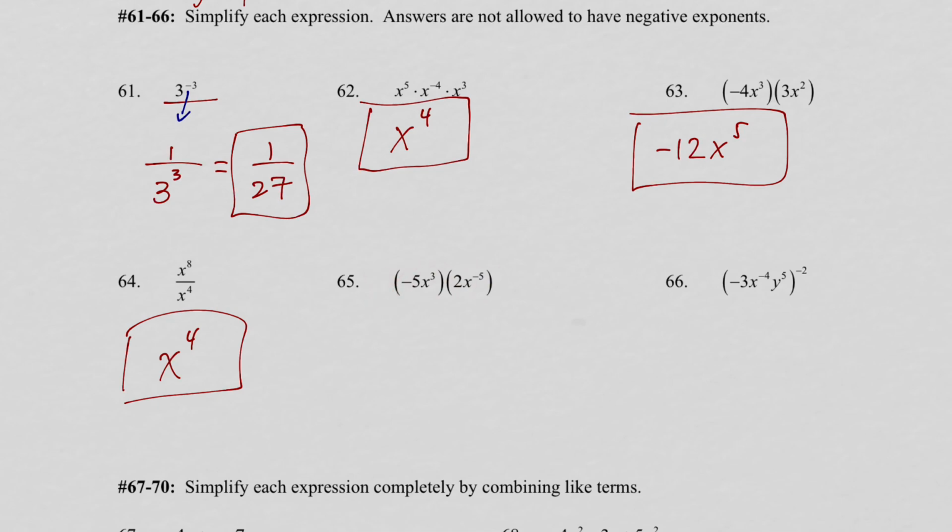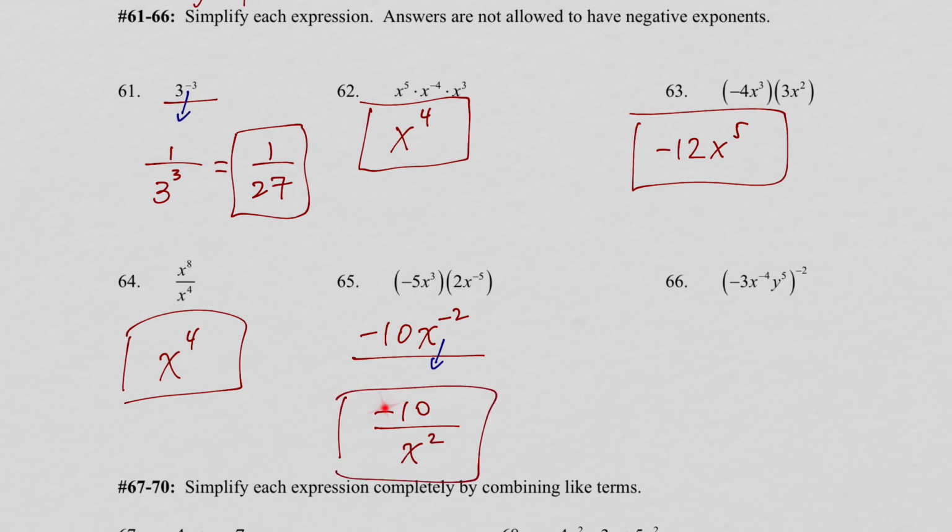I'll multiply these first, then I'll worry about any negative exponents. So negative 5 times 2 is negative 10. And then I have x to the 3 minus 5 is negative 2. Now I'm going to create a fraction because I have a negative exponent, and I'll move this to the other side of the fraction, making it positive. So I'll end up with negative 10 over x to the positive 2. And you could have put this negative here or here. Either way is okay.